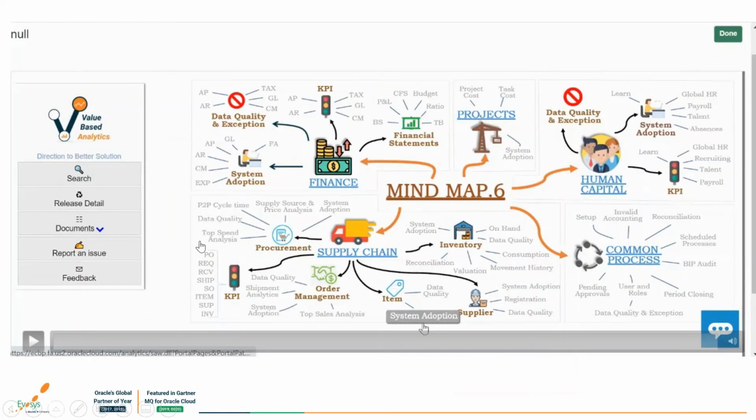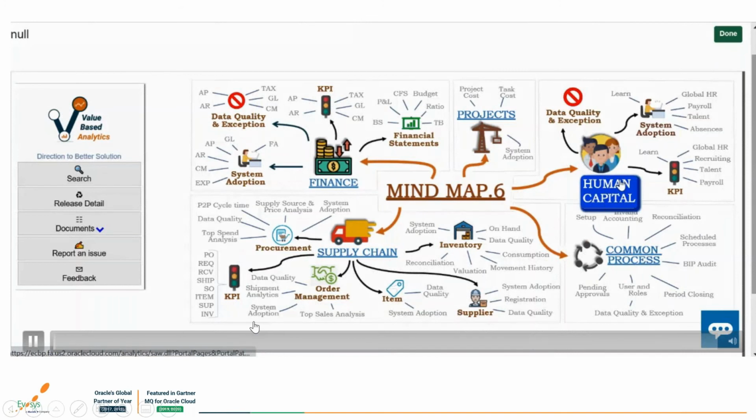So this is the look and feel of a KPI dashboard. Here you can see there are various modules. So if you want to get the details of human capital management, here you can see the finance, supply chain. So we will be focusing on human capital management. Let me just play it. So here you can just see the KPIs.